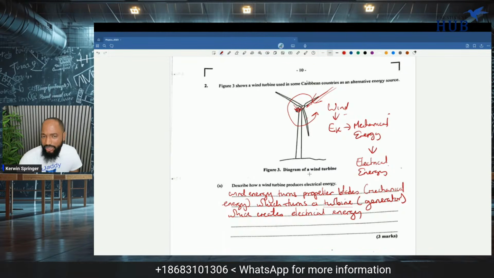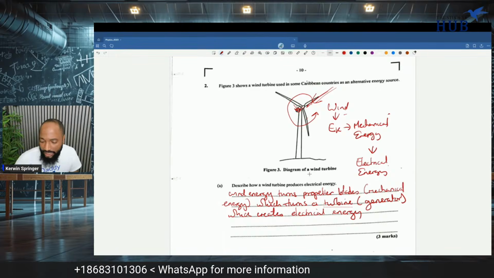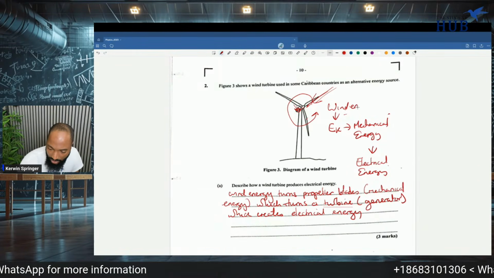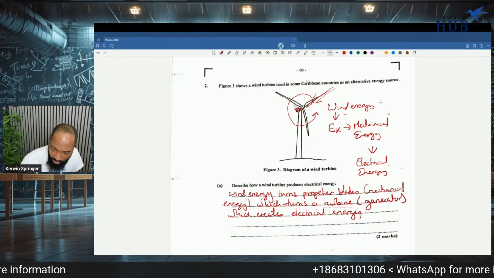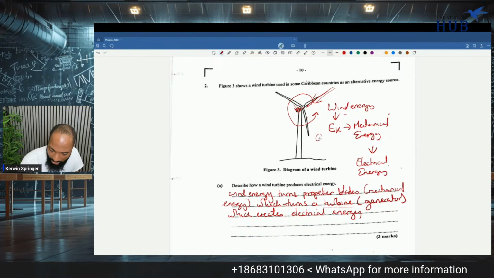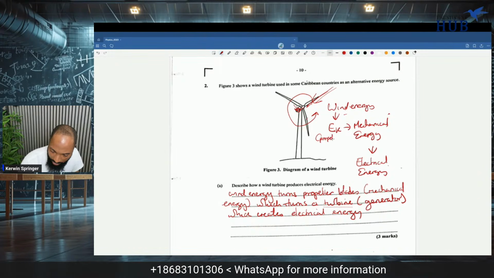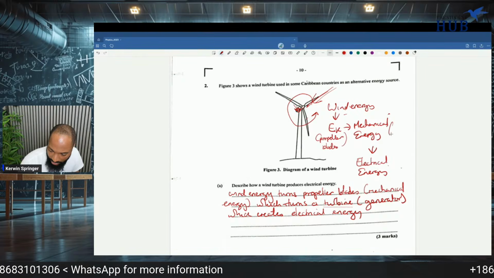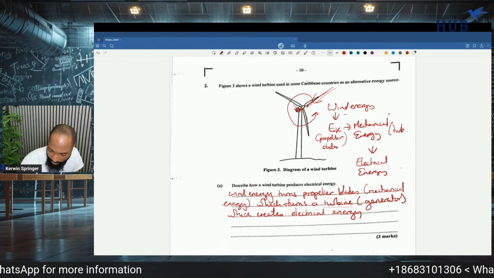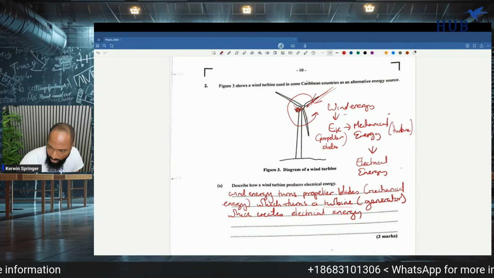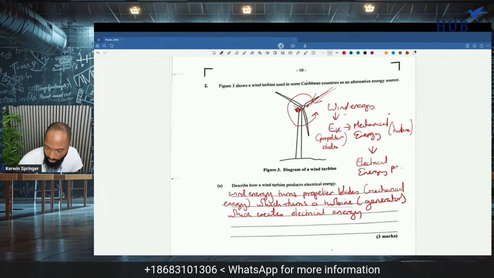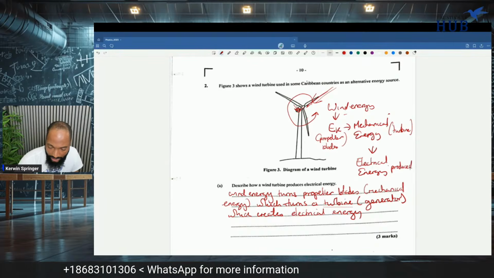There's always going to be a question where you're converting energy in the physics exam from chemical to this to that to that. So this is that question. Wind energy, kinetic energy, propeller blades, mechanical energy, turbine, electric energy produced. At the end of that.